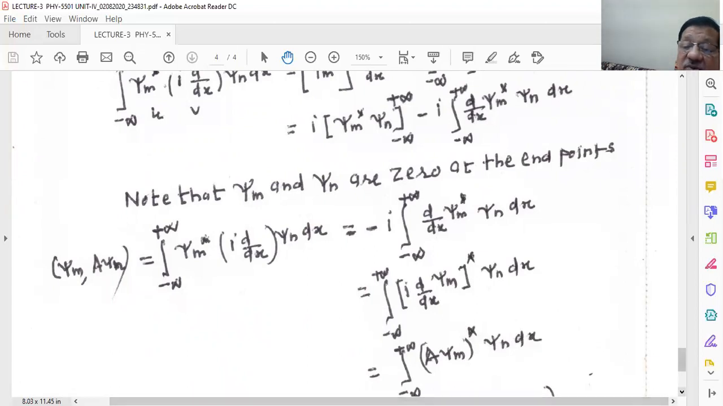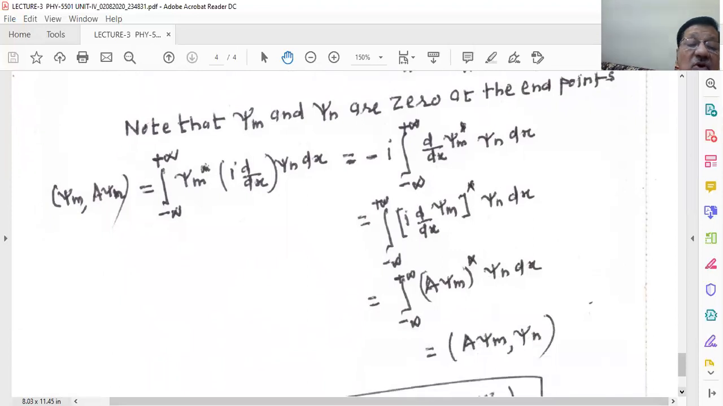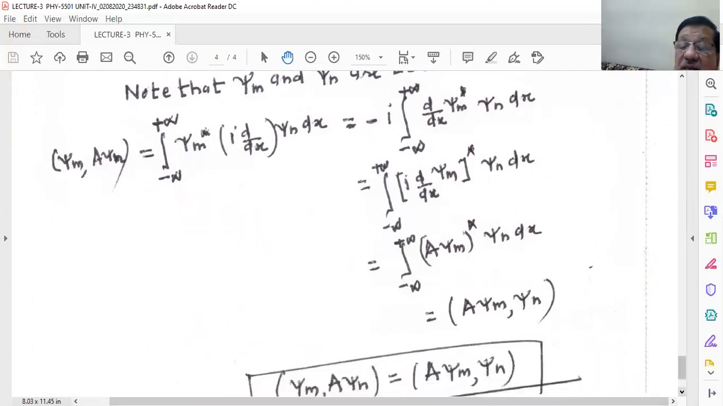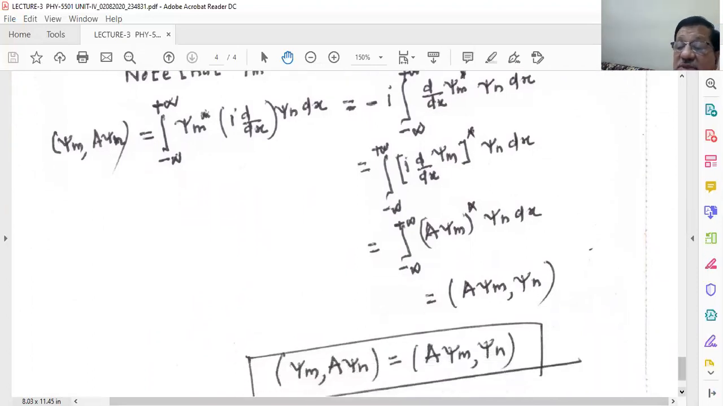And finally you see what you have proved: that the scalar product of psi m with A psi n is simply the scalar product of A psi m with psi n. And if the left hand side is equal to the right hand side, your operator A is a Hermitian operator.